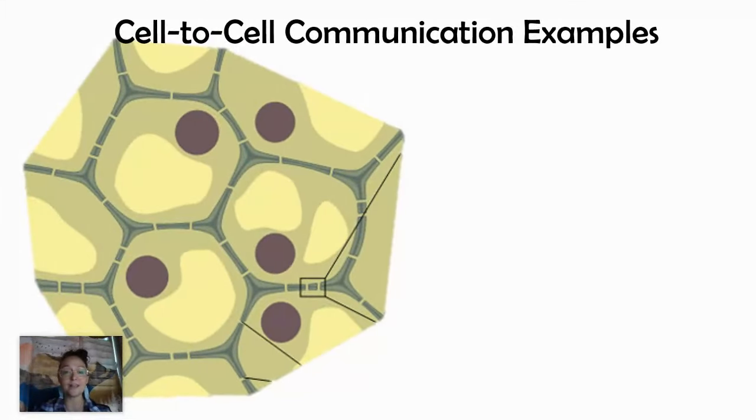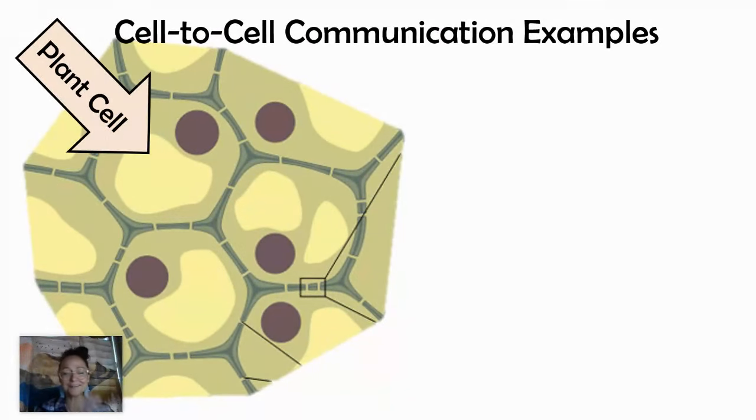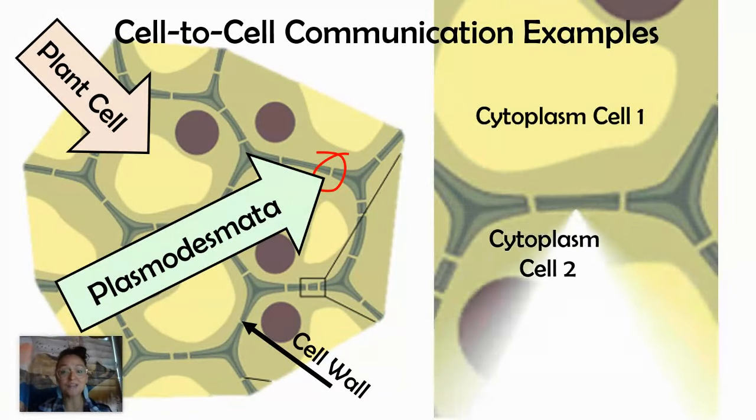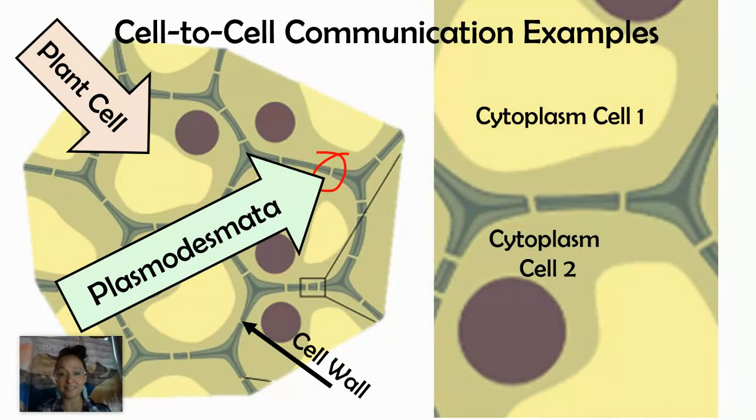First, let's talk about plasmodesmata in plant cells. Here we have a bunch of plant cells with cell walls around them. If we zoom into these little tiny channels within the cell walls, we call these plasmodesmata. If I zoom into two cells, I can see cytoplasm 1 and cytoplasm 2. It's not really a tube like I have shown here, but I wanted to emphasize that they're little channels that connect the cytoplasms of two plant cells.